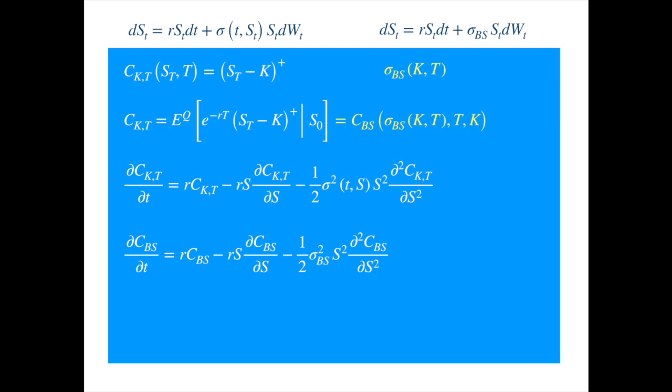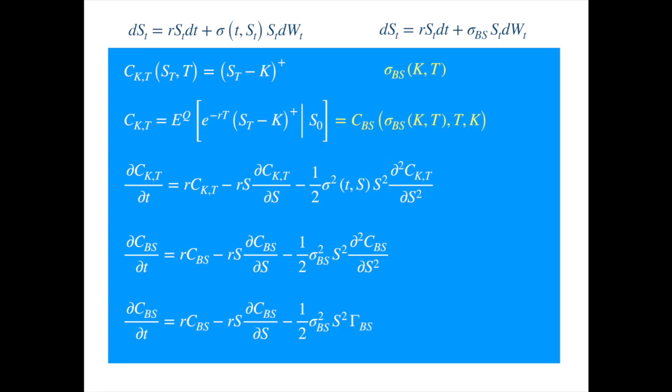In comparison to the previous PDE, the market price has been replaced by the Black Scholes price, and the local volatility has been replaced by the Black Scholes implied volatility. Let's represent the second derivative of the Black Scholes price with respect to S by gamma, so we get.